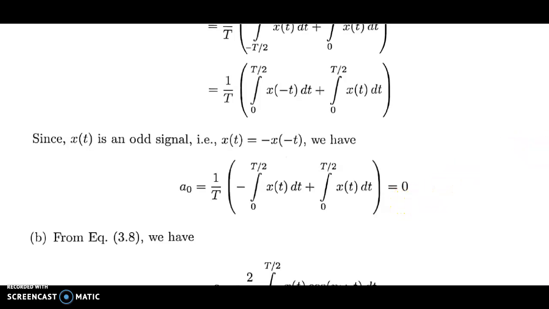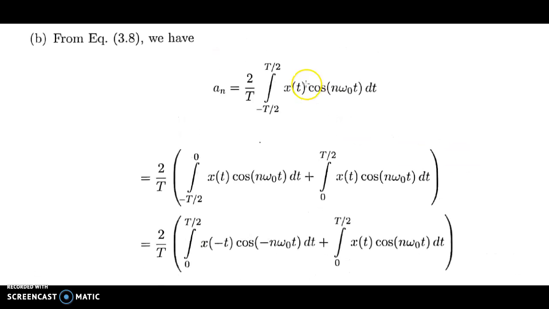Then in a similar manner we can derive the expression for an. An is 2 by T integral minus T by 2 to T by 2 x of t cos n omega 0 t dt, and the limit of integration is divided into 2, minus T by 2 to 0 and 0 to T by 2, and for the first case, the limit minus T by 2 to 0, again we have to do a change in variable. So the limit of integration is changed to integral 0 to T by 2 x of minus t into cos minus n omega 0 t dt plus the second term integral 0 to T by 2 x of t cos n omega 0 t dt.